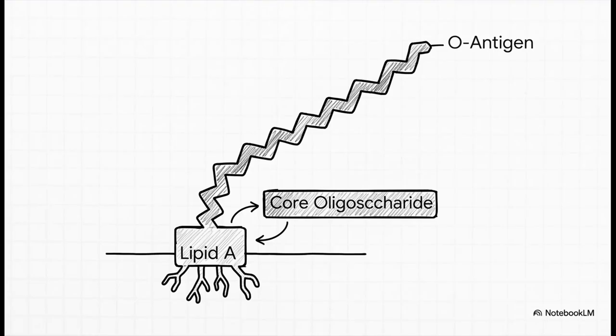So here's the basic blueprint. LPS is made of three distinct sections, all linked up. On the very outside, you've got the O antigen. That's connected to the core oligosaccharide in the middle, which is then jammed into the bacterial membrane by lipid A. Let's take a closer look at each piece, starting from the inside.